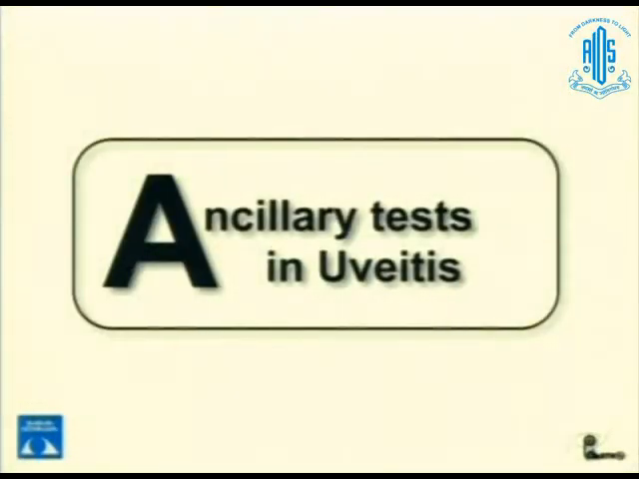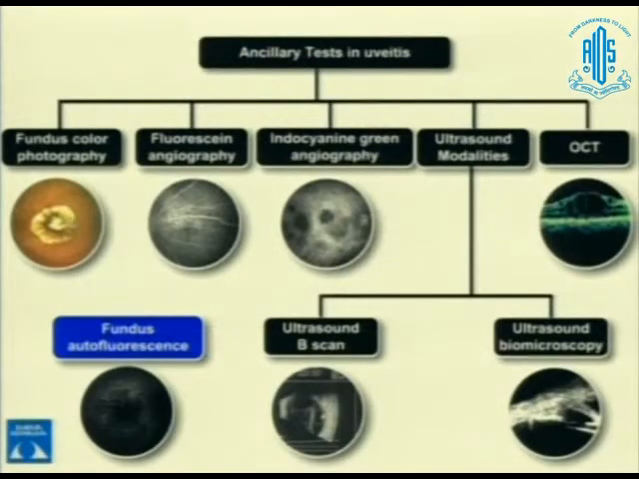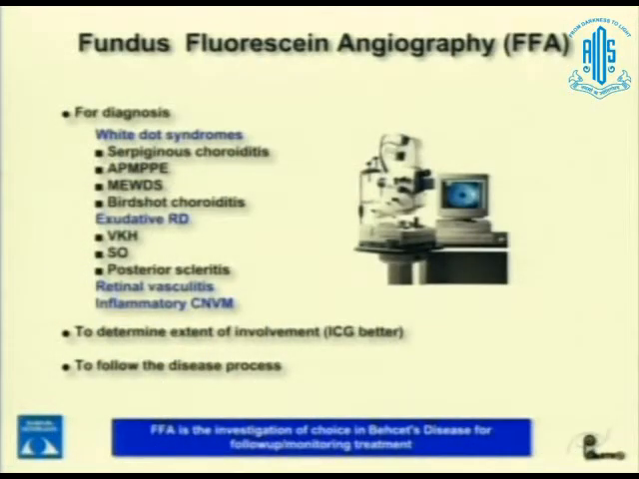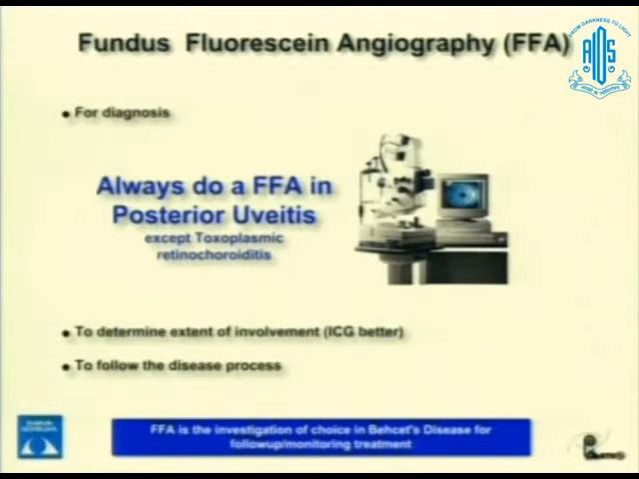So now, while we have a lot of ancillary tests in uveitis, starting from fundus color photography to the recent fundus autofluorescence, fundus fluorescein angiography can be used for the diagnosis. This is a very long list, but the rule is, whenever you see a posterior uveitis, except toxoplasma retinochoroiditis, always do a fundus fluorescein angiography, which helps us to determine the exact extent of the lesion and follow the disease process also. For example, in Behçet disease, the gold standard of investigation is fundus fluorescein angiography, which helps us to determine the progression of the vasculitis.